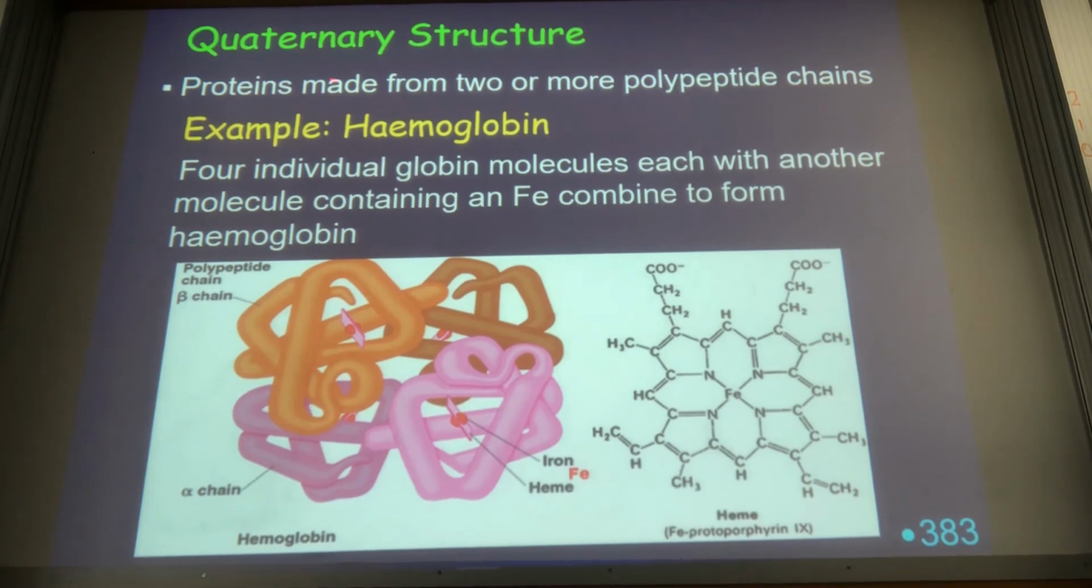Quaternary structure is when you combine two or more polypeptide chains. So the functional unit is made up of a combination of different chains. Hemoglobin is an example of that, where four individual protein chains, four individual globin molecules interact with each other, with Fe ions stuck in there, and they form the overall hemoglobin molecule.